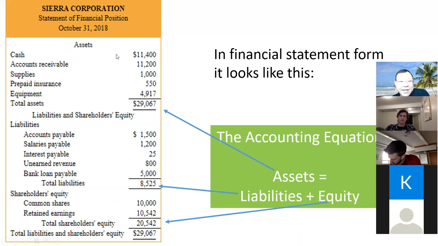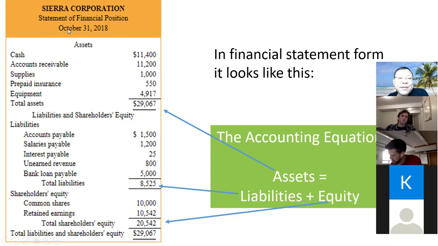So let's take a look at this statement. Here is an example of the statement of financial position. We also use the term balance sheet. The statement of financial position is the terminology under IFRS. As you can see, similarly, you have this three-line heading: the name of the corporation and the title for the statement. This is the statement of financial position.